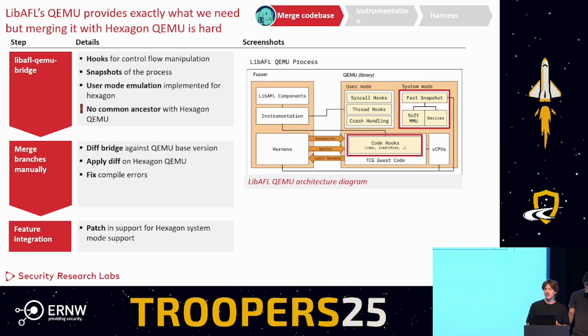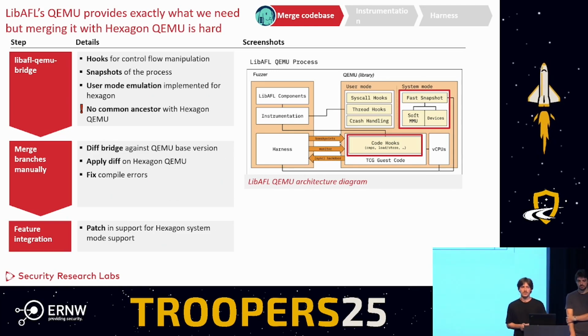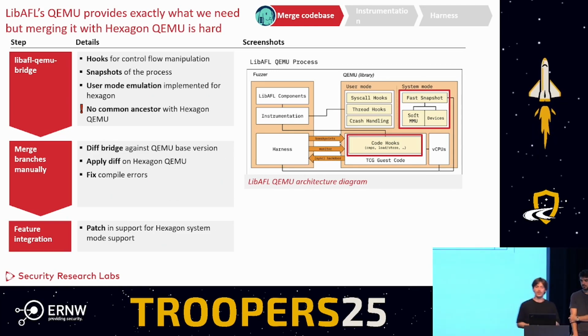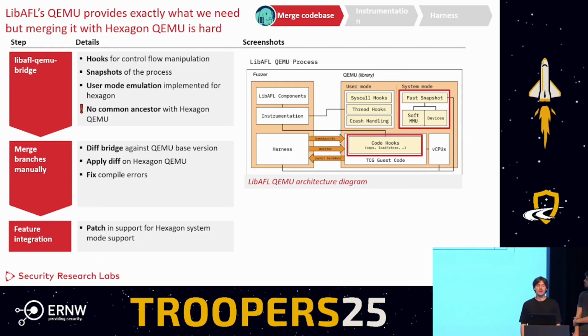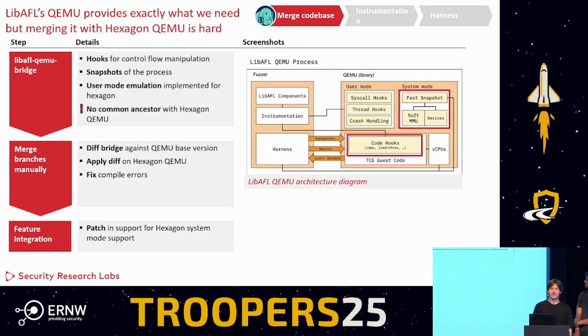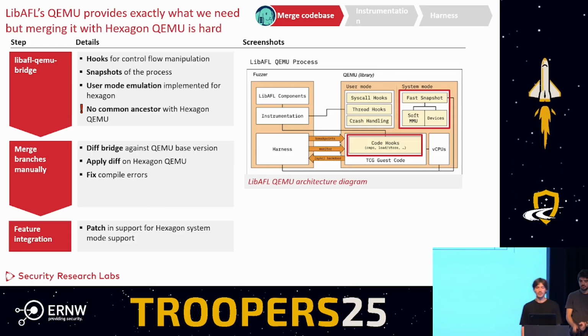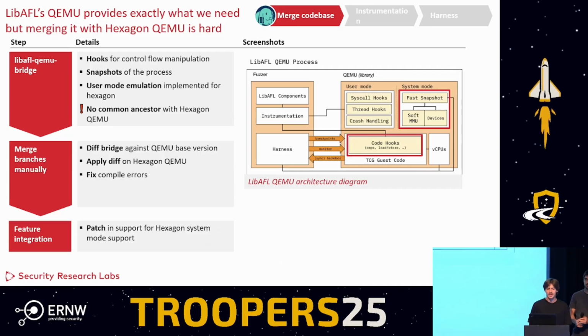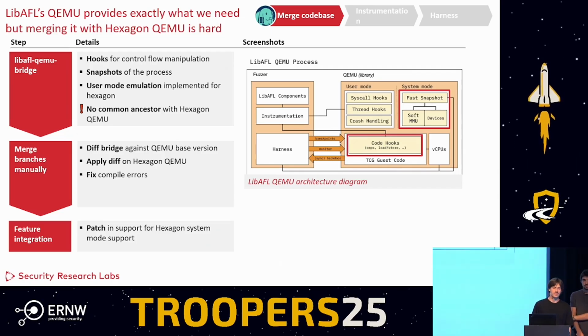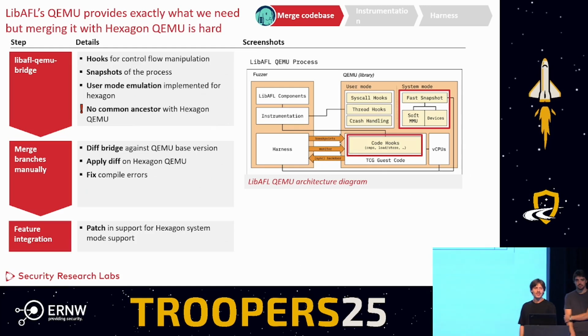And then the hooks are definitely what you just saw, what Bruno did for the control flow manipulation. But we can also use it to instrument any function that we want to look into in the baseband when it's running. The user mode is already implemented in libafl for Hexagon. So other people did this, but system mode is not there yet. One big problem is that this libafl QEMU bridge doesn't have a common ancestor with our QEMU, the Hexagon QEMU. So this was, again, quite a lot of manual labor without Git.